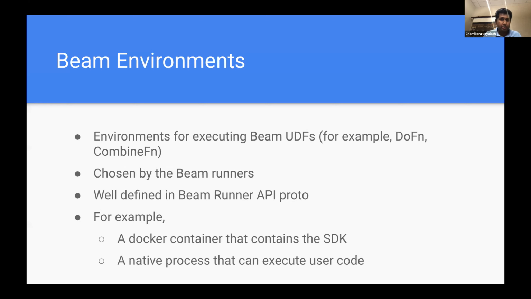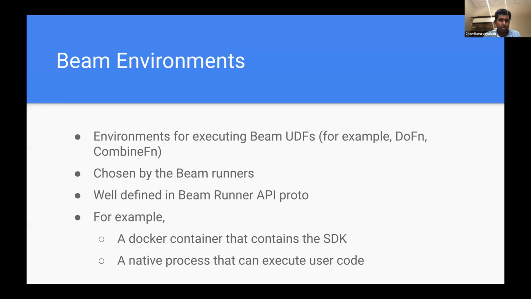These environments are chosen by the Beam runners. Not all runners support all environments. The runners know exactly which environments they support. They're also well defined in the Beam Runner API protocol. So if you take the standard job definition, each transform there will tell which environment it needs to execute.